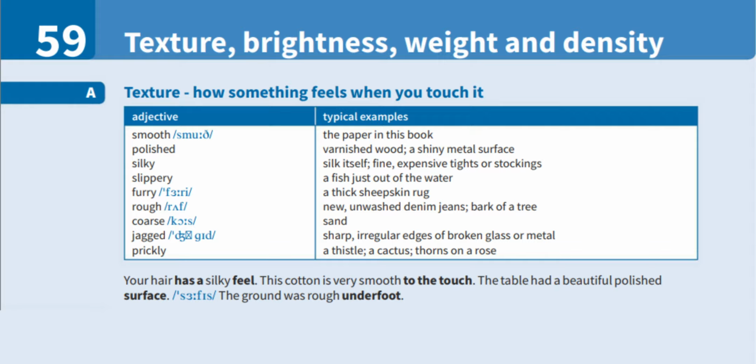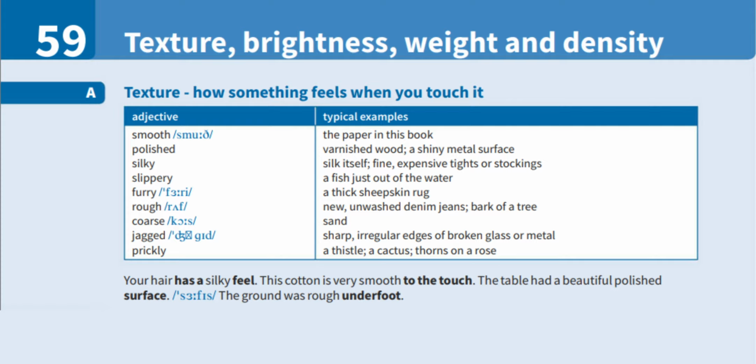Something rough has an uneven surface. New, unwashed denim jeans and the bark of a tree may both feel rough. Something coarse has a rough texture made up of relatively large particles. Sand may feel coarse. Something jagged has sharp, irregular edges. Broken glass or metal may have jagged edges.